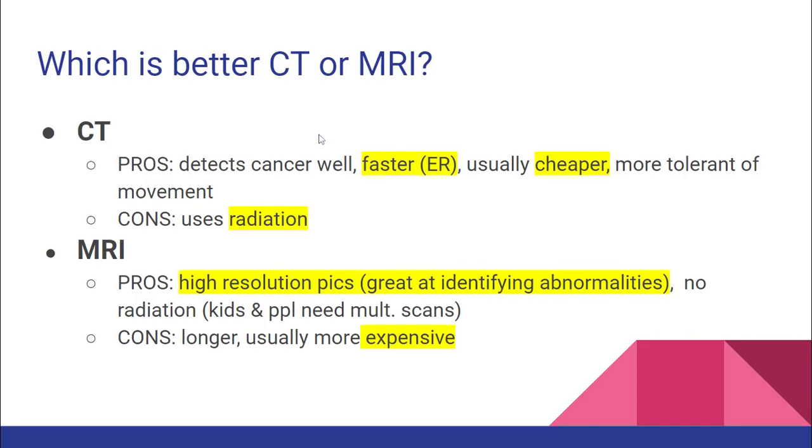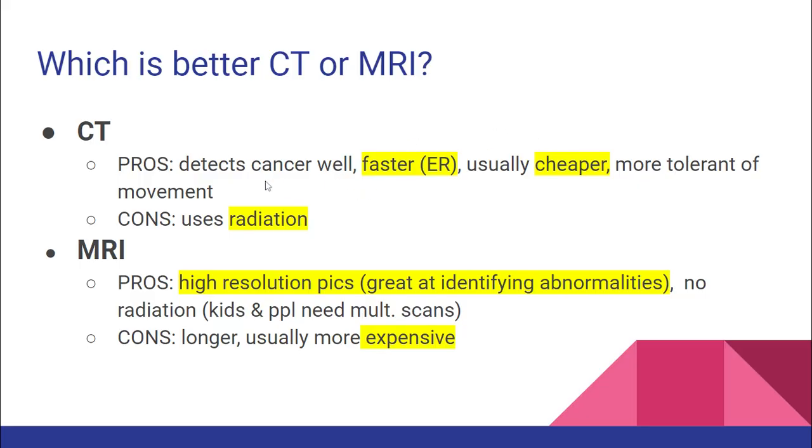So which is better for all of these? We should probably recognize pros and cons. For the CT scan, the pros are that it's very good at detecting cancer. It's definitely faster than the MRI, and it's always cheaper, right? It also is often better for kids because it's way more tolerant of movement. In an MRI, you have to stay totally still for an extended period of time in a very enclosed environment that's very loud. So CT scan is definitely better in that regard.